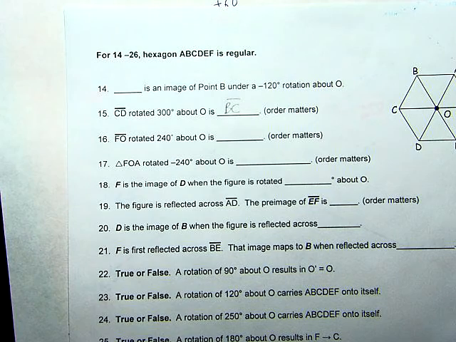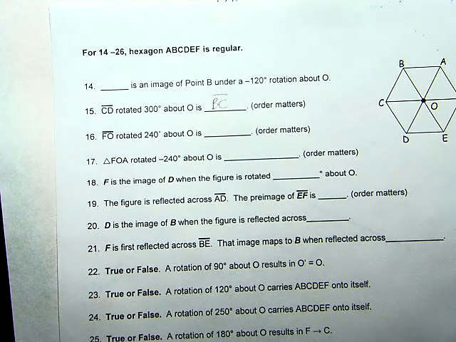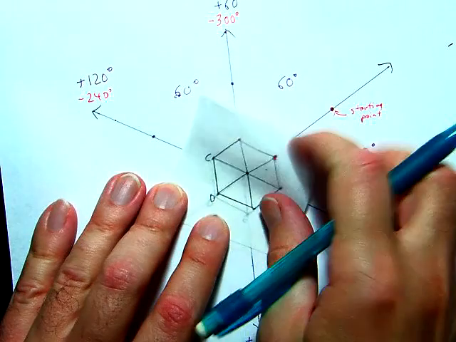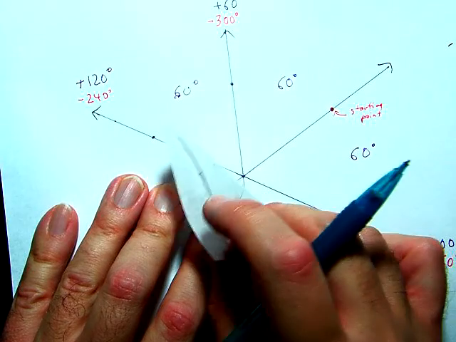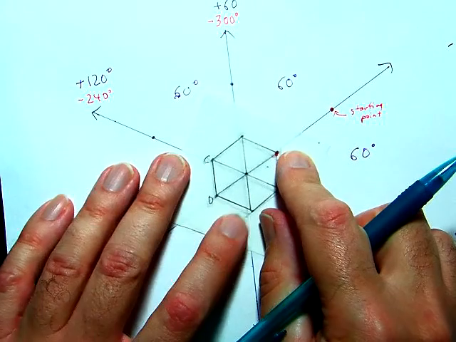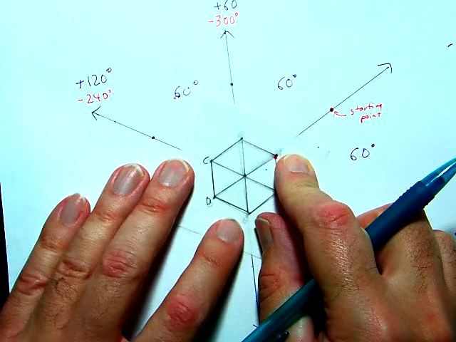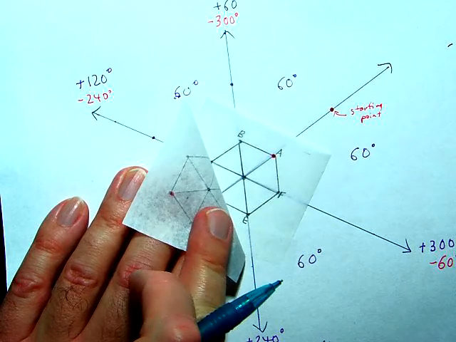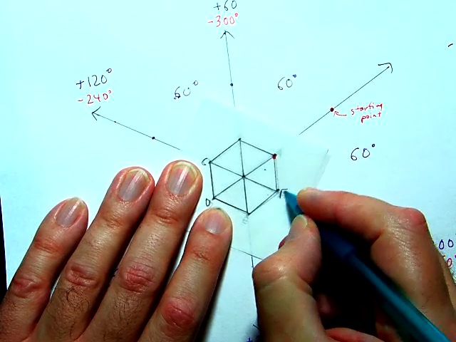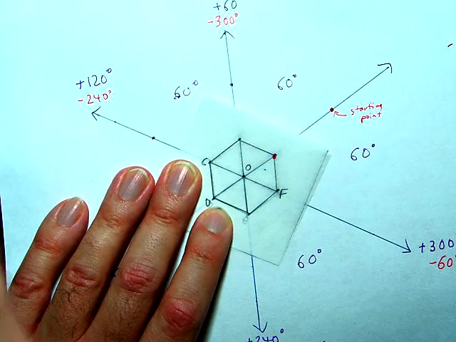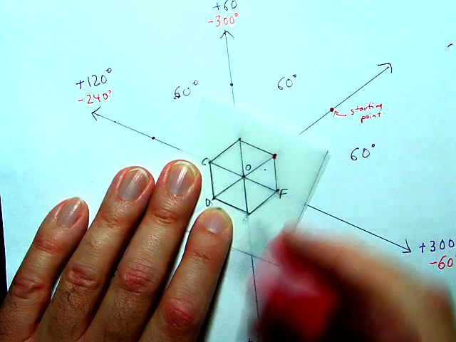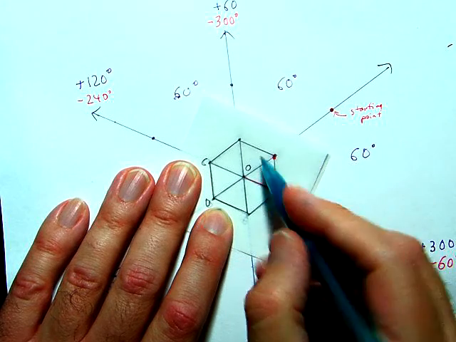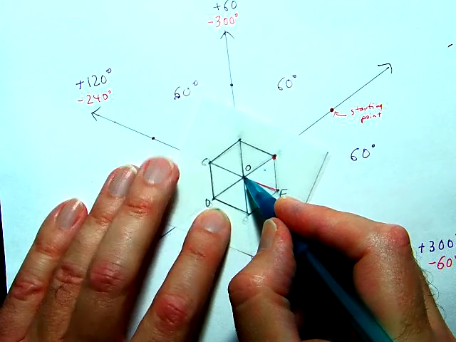Let's do the next one. Line segment FO rotated 240 degrees about O. So let's do that one. Line segment FO. Again, let's line up our starting points, our red dots, so that everything's at the same starting point, like before. And we've got CD there. But now we're interested in FO. So F is here. This is F. And O is our center point over here. So we're interested in where this segment FO is going to go. Draw that in red.